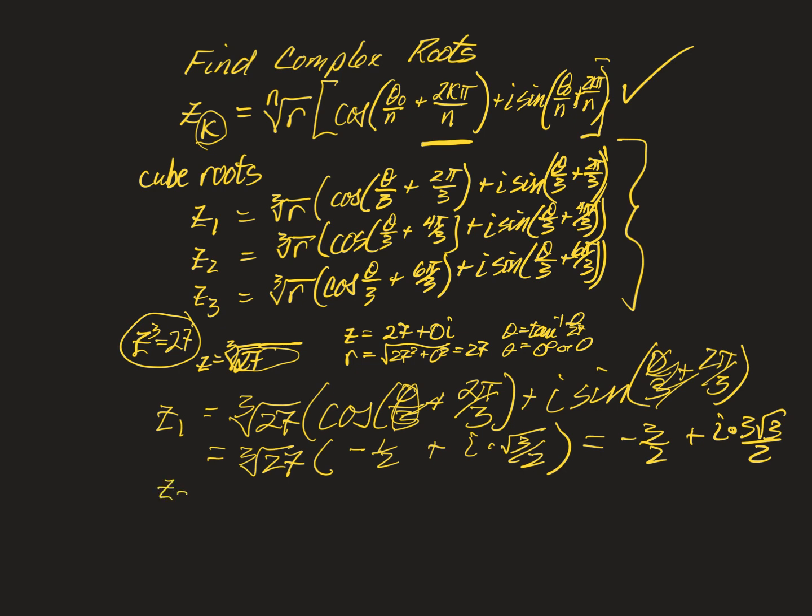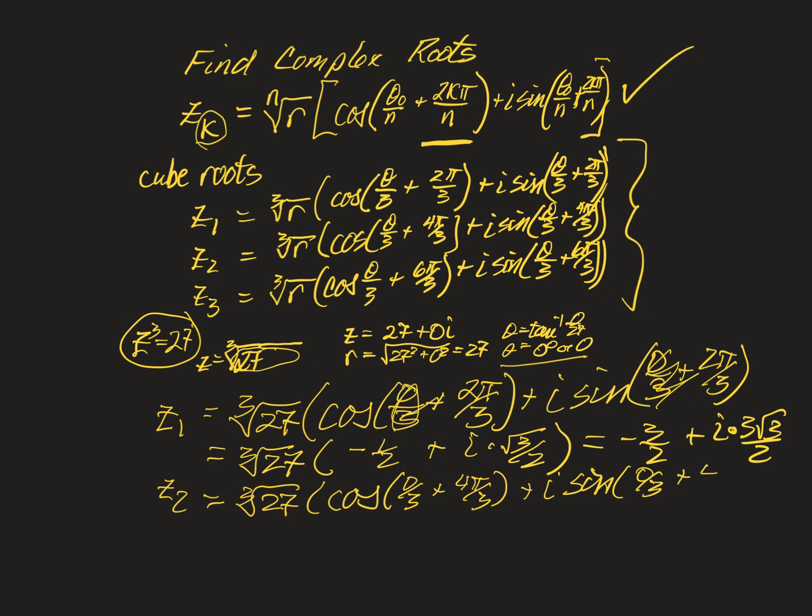So then z sub 2, that's going to be the cube root of 27 times cosine of, so our angle is still 0, so it's 0 over 3, but now it's plus 4 pi over 3, plus I sine of 0 over 3 plus 4 pi over 3. So now we're in the second situation right here, okay? And then I can calculate that.